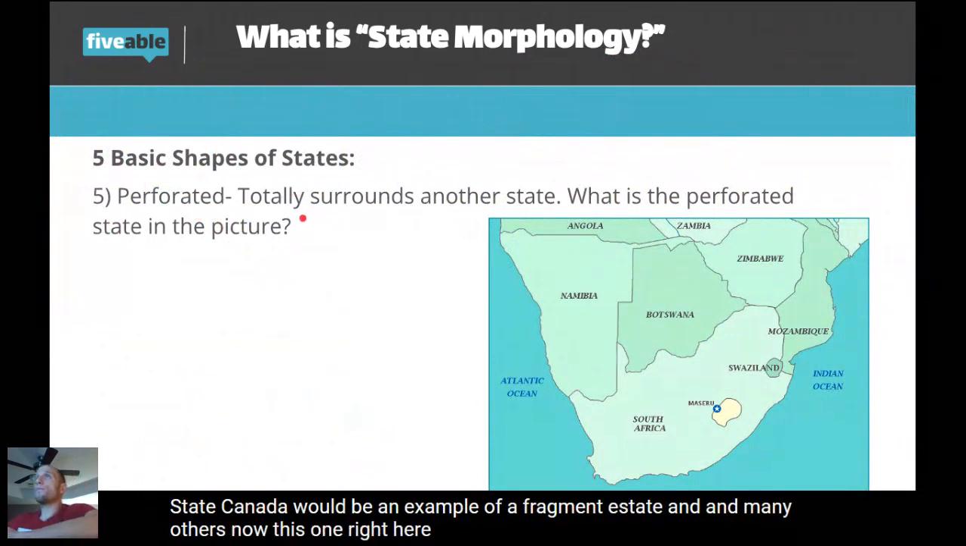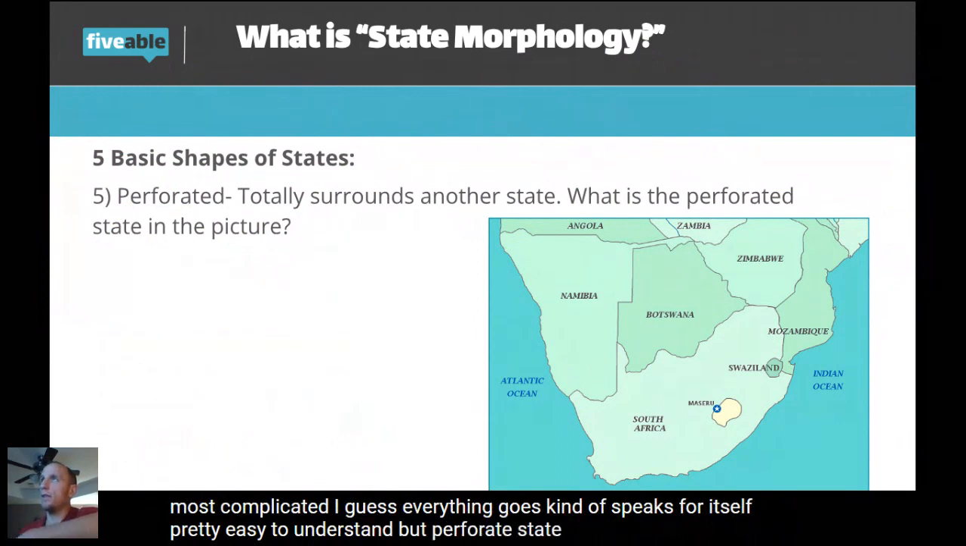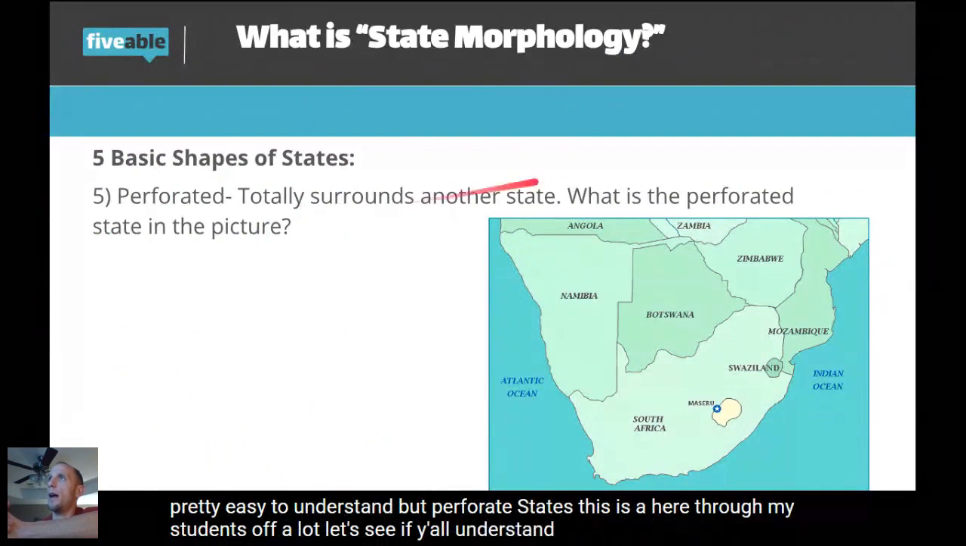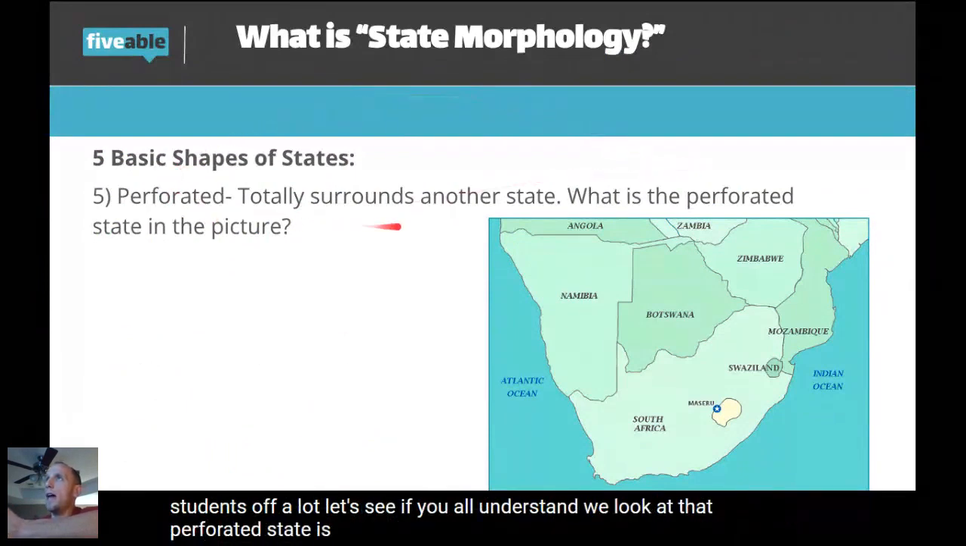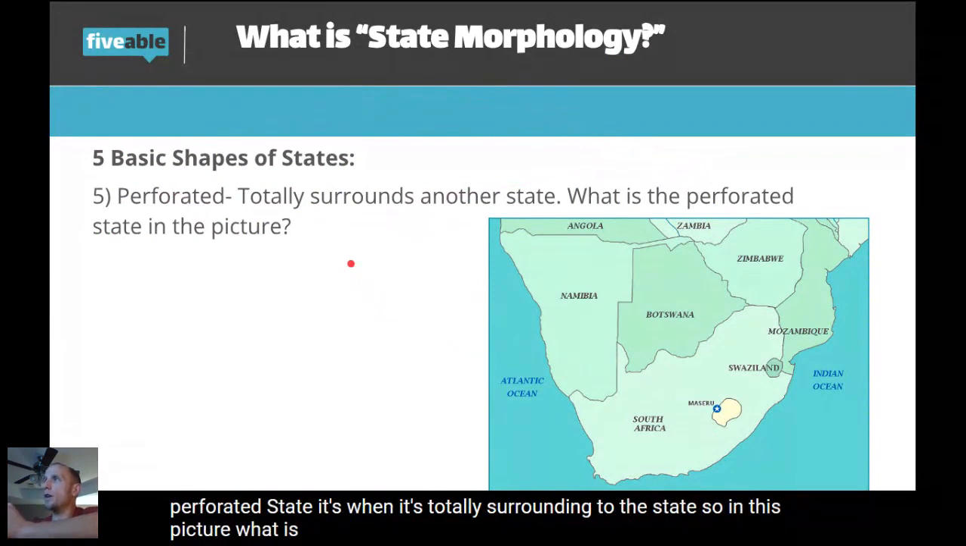Now, this one right here, for my students, was always the most complicated. Everything else kind of speaks for itself and is pretty easy to understand, but perforated states threw my students off a lot. Let's see if y'all understand. A perforated state is one that totally surrounds another state. So in this picture, what is the perforated state?